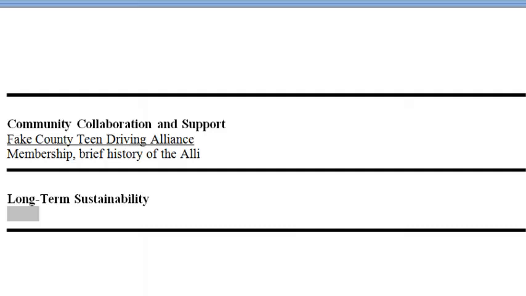And this can be just one sentence. You know, we formed in 2004 to address teen driving safety in our county. We have member agencies from a variety of different community organizations, and then we want to list some of those organizations that are included. That would really show our external partners, yes.